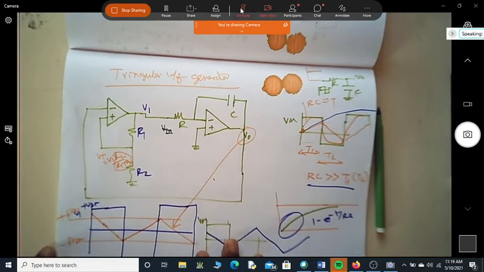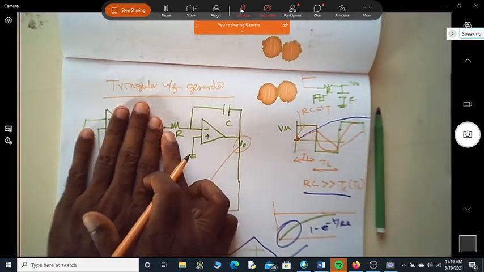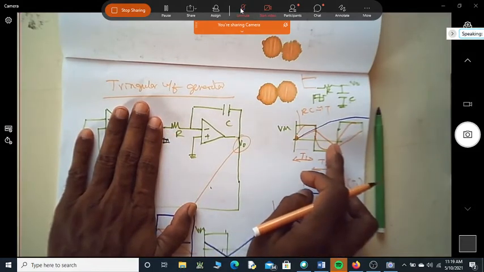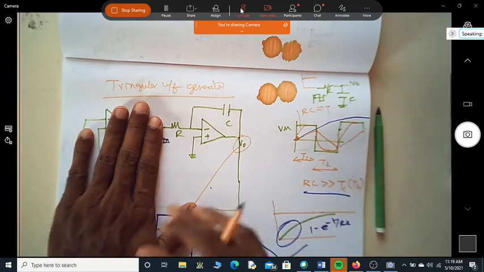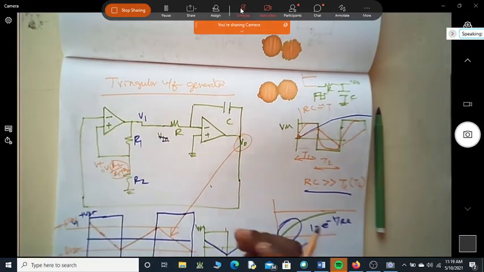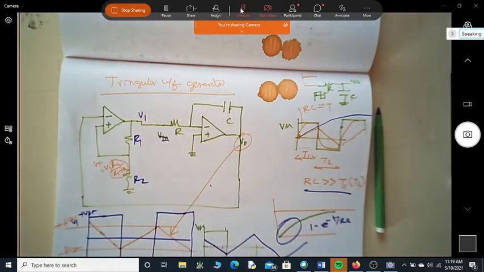Is that clear? Now we started by giving a square wave to this integrator. We found that it will result in a triangular waveform. Now, instead of giving an input voltage externally, I want to generate that square wave, whatever plus Vsat, minus Vsat is required, and you are getting it from a Schmitt trigger. So there is a triangular waveform generator.